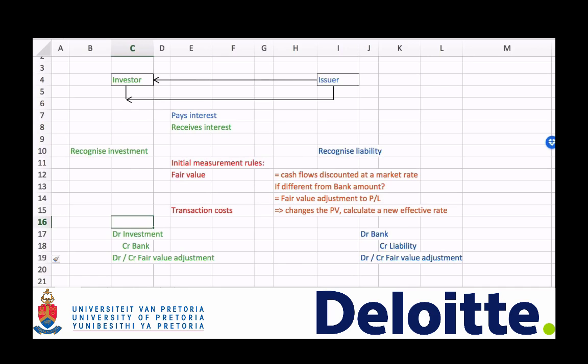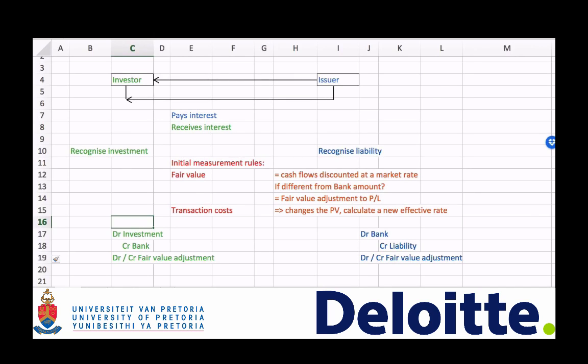The purpose of this video is to give you some background on financial instruments at amortized cost with reference to debentures specifically as the example thereof. With a debenture, there are two parties involved. You have the party issuing the debenture that is seeking to get finance from that debenture, and then the investor who is giving the money across to the issuer and investing in that debenture.